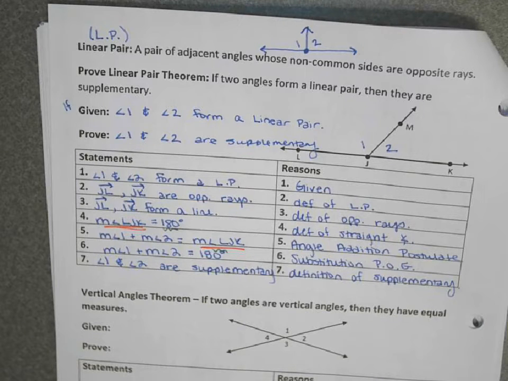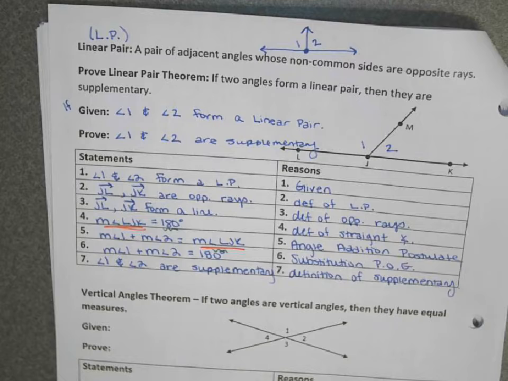All right. So we proved the linear pair theorem. So now anytime you see a linear pair, you could say that they are a linear pair, and then you could say they are supplementary because of the linear pair theorem. Okay? So the linear pair theorem is something you will have to memorize. I'm going to ask you to state the linear pair theorem on your test next week. And you're going to have to come up with, if two angles form a linear pair, then they are supplementary.